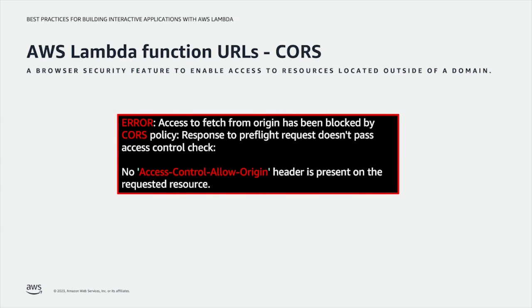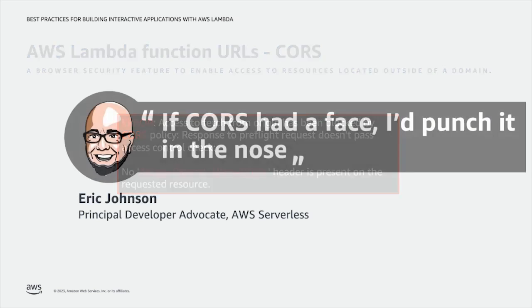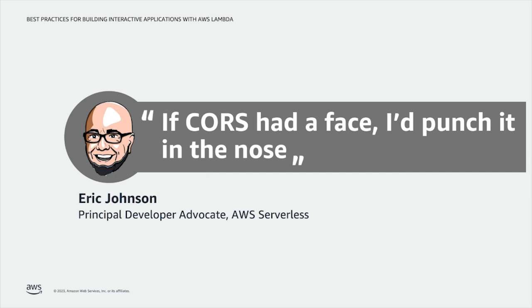Now, if you've ever built web applications before, you've almost certainly seen this error. And if you've built applications using Lambda and API Gateway, I'm sure you've seen this error at some point. It's the dreaded CORS error. And my good friend Eric Johnson, who's talking today, has once been quoted as saying, "If CORS had a face, I'd punch it in the nose, and I'd be right behind him holding it down."